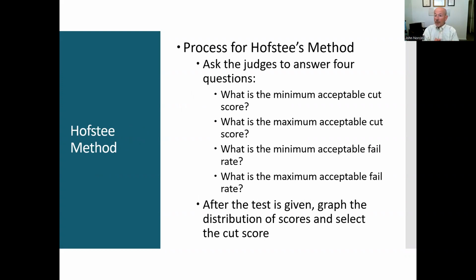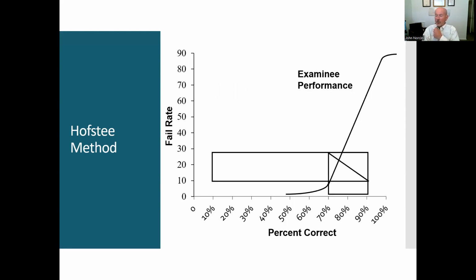What's the minimum acceptable cut score? What's the maximum acceptable cut score? What's the minimum acceptable fail rate? And what's the maximum acceptable fail rate? So again, as with Angoff, you ask each judge to make a decision about this. They announce it, and they have the opportunity to have a conversation and then to change their minds and choose whatever they want. So again, I think the picture is better than the words.